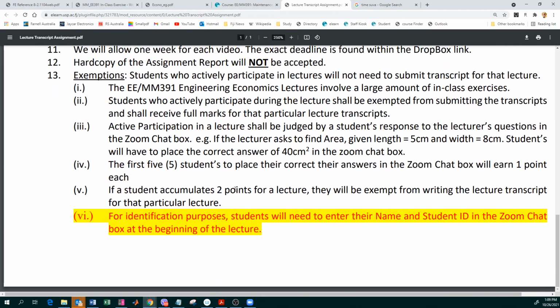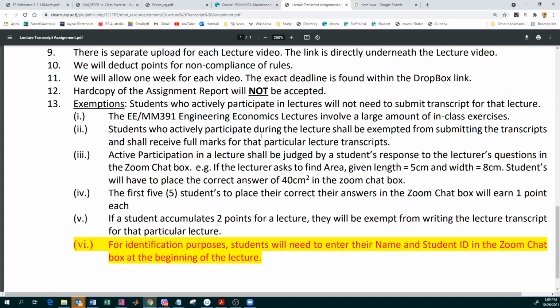And of course we don't want students to copy each other, so that's why we're giving the first 5 students for a particular question 1 point, right? And then if a student accumulates 2 points for a lecture, then they get exemption. All right, guys, I think the rules are very simple. I mean, you guys play PUBG and all these sorts of things. This is a very simple thing to drive your participation in the E391 MM391 lectures.